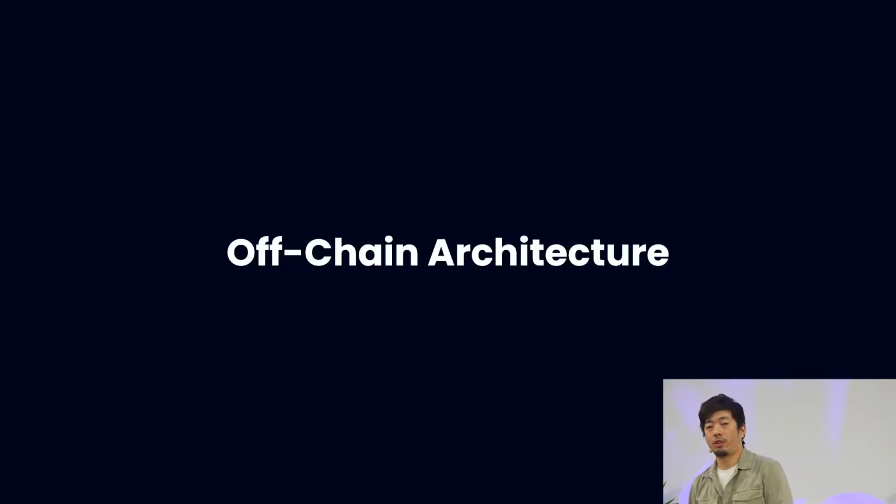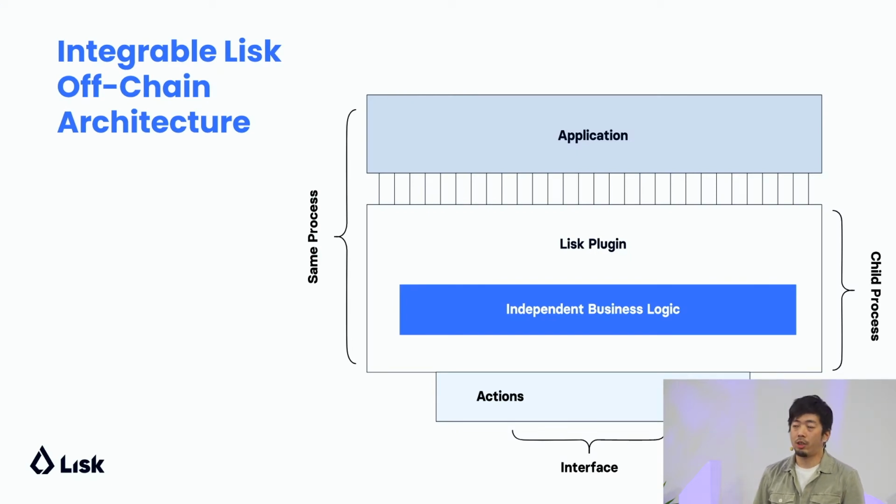Let's talk about off-chain architecture. Off-chain architecture is some logic to improve the blockchain protocol. But because it's not blockchain protocol, it can be run in a different process. So during development, we might want to implement using the same process, but in production, we should run it in a child process. And also, a plugin might contain information that we want to use in external systems. That's why we also added action and events.